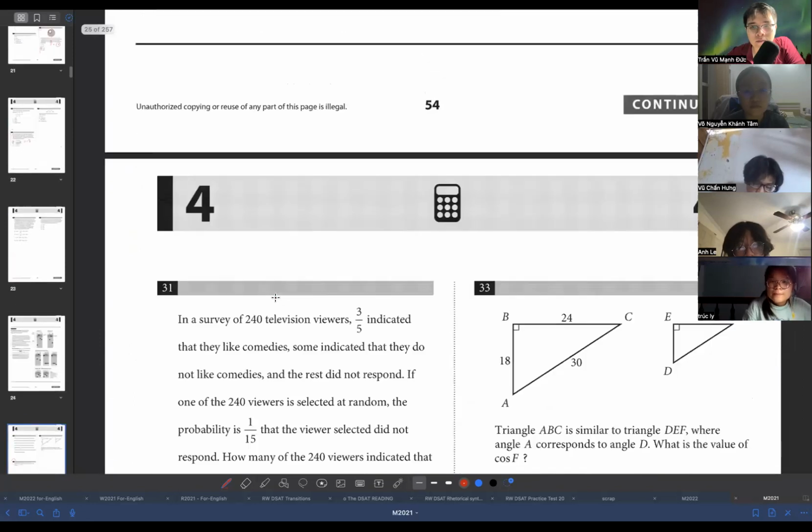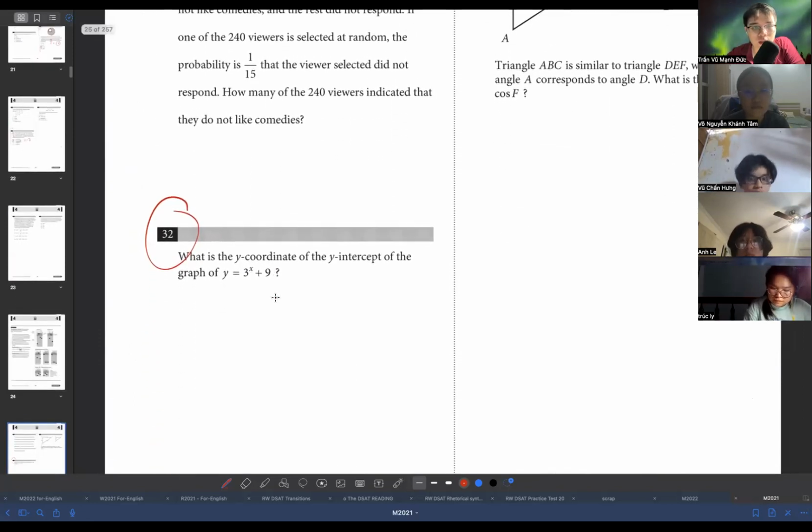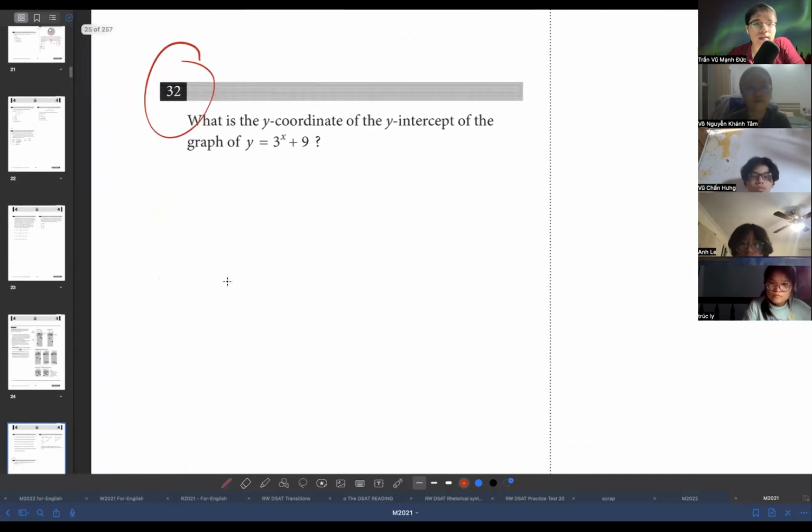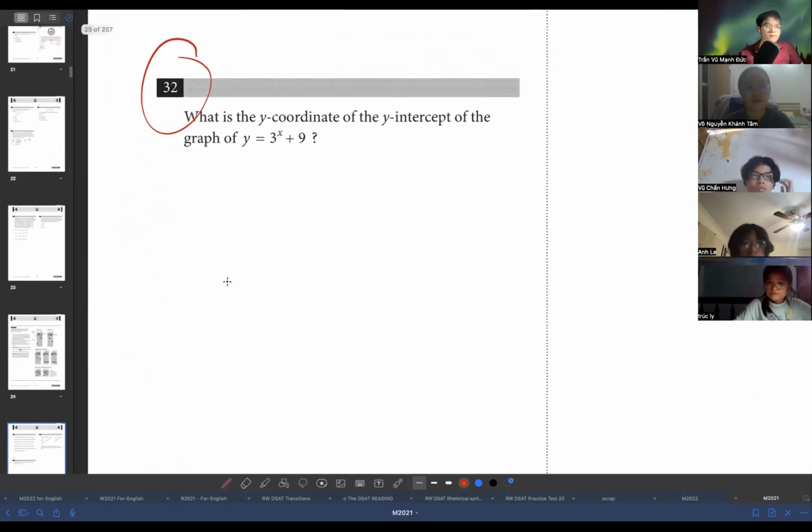Let's see. Oh, down here, getting interesting. 32. Y-intercept. 32. How did you do? Wait, let's check your answer first. What is 32? What is your result of 32?